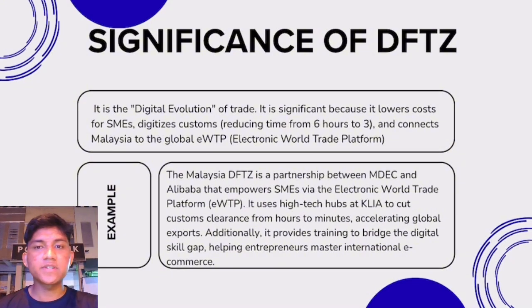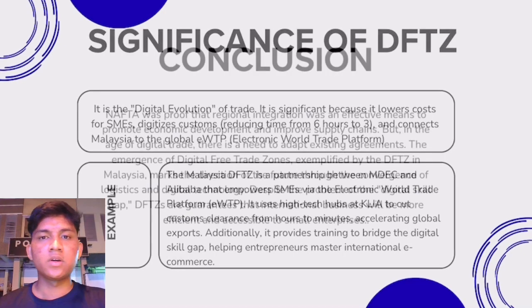The Malaysia DFTZ is a partnership between MDEC and Alibaba that empowers SMEs via the Electronic World Trade Platform. It uses high-tech hubs at KLIA to cut customs clearance from hours to minutes, accelerating global export. Additionally, it provides training to bridge the digital skill gap, helping entrepreneurs master international e-commerce.